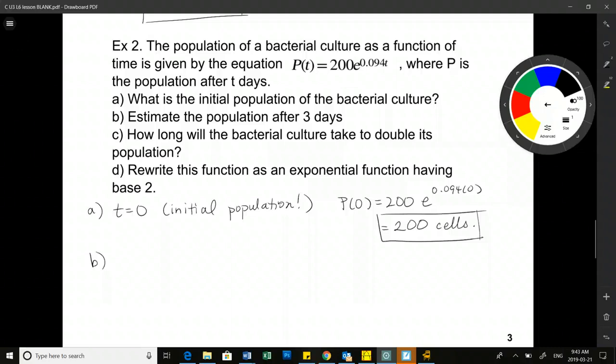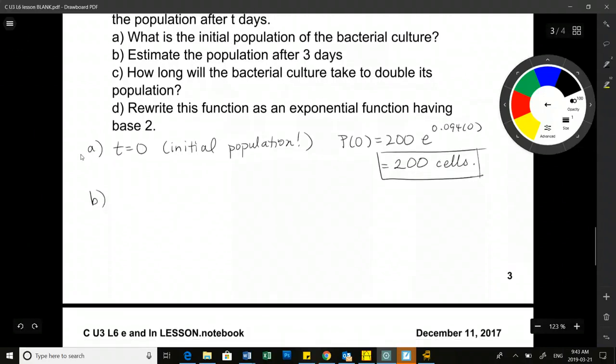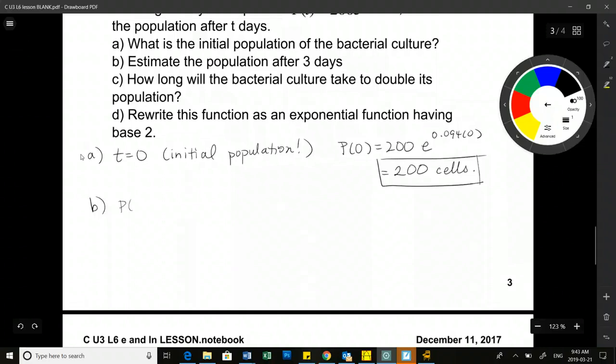Estimate the population after 3 days. I think we should be able to do this. Grade 9s could do this one too. We're evaluating P at 3.